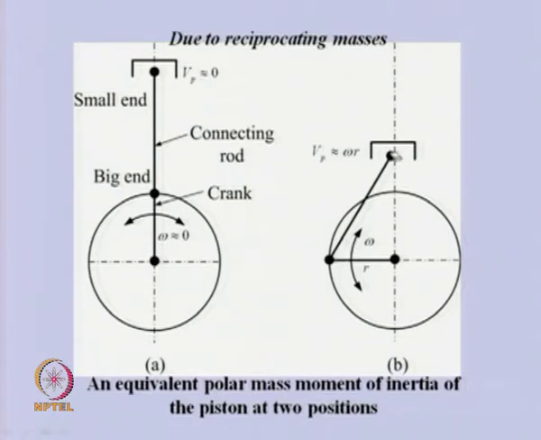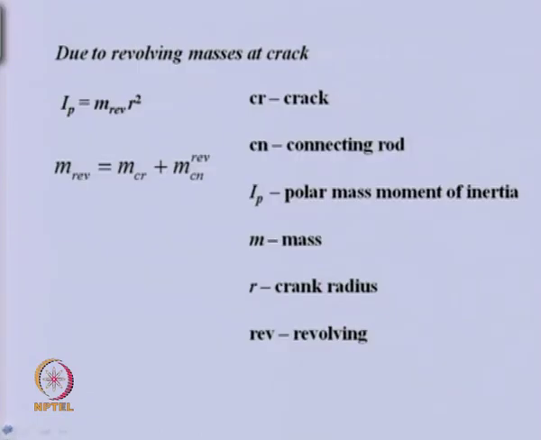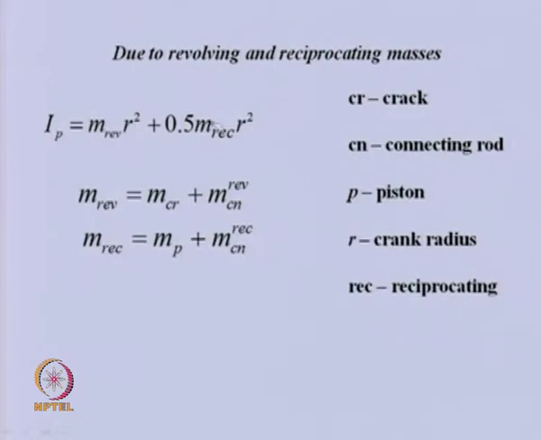So, when we want to analyze the reciprocating part for the polar moment of inertia, we will be taking half of the reciprocating part, as it is attached at the crank radius. So, this was the previous one which we obtained, this one, and from the piston now we are getting this.